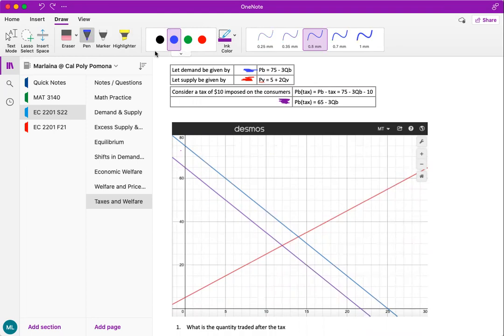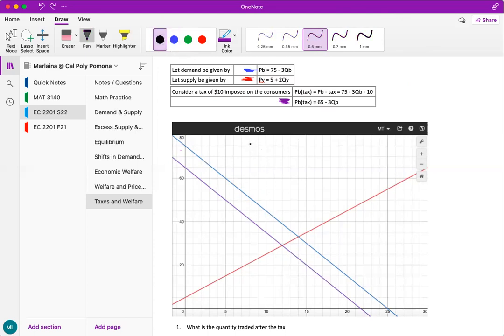shifted curve. Since the tax is being imposed on consumers, the demand curve is what is shifted, and it's going to be shifted downwards to represent this tax. And that shift is going to be represented by 65 minus 3 QB. And just real quick, I'm going to go over how I got that the shift is going to be 65 minus 3 QB and why that's going to be shifted downwards. I believe it was covered in the lecture, but I'm just going to go over it really quickly right now.